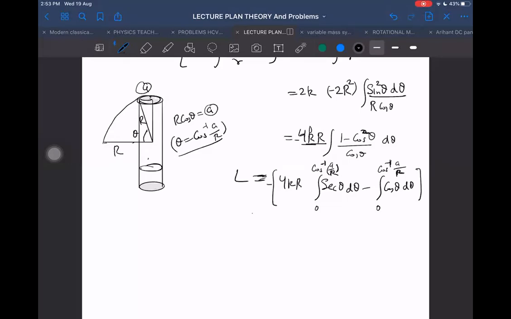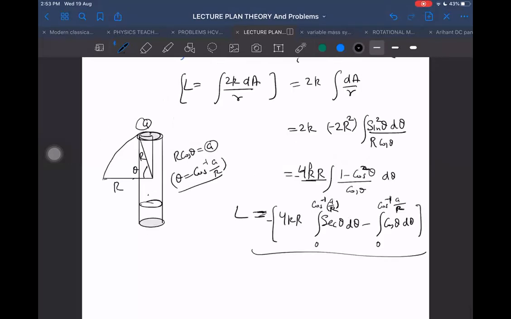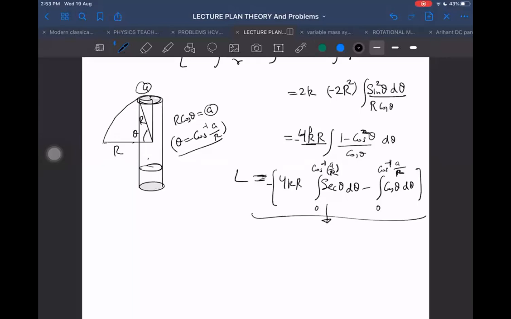Anyway, this you can do now. It is not much difficult. I think you know the formula for this or not? Log of something. What is that formula for secant theta integration? Is it log of secant theta plus tan theta? That only. Simply we can get it.